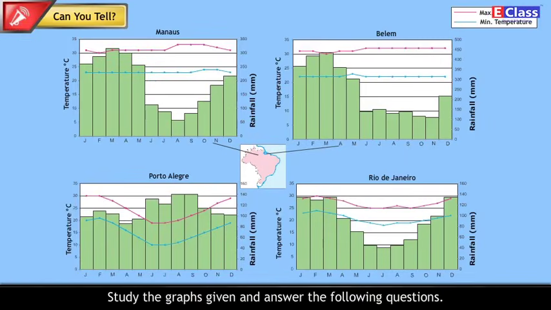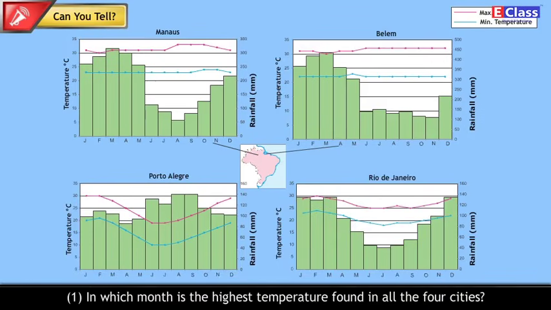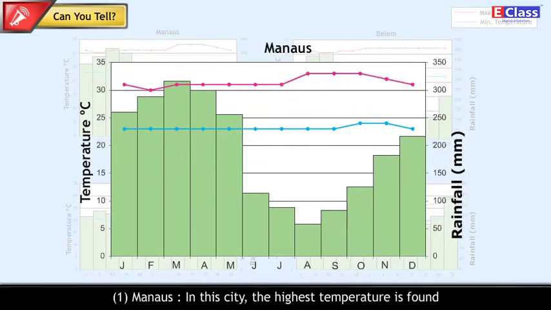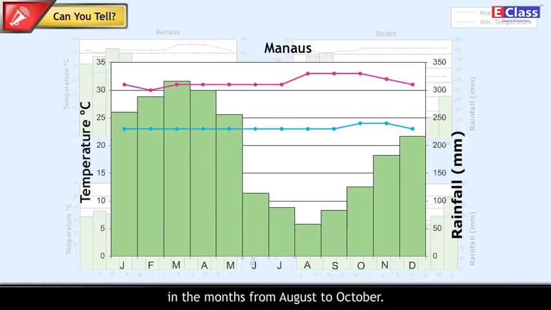Study the graphs given and answer the following questions. In which month is the highest temperature found in all the four cities? Answer: Manaus. In this city, the highest temperature is found in the months from August to October.